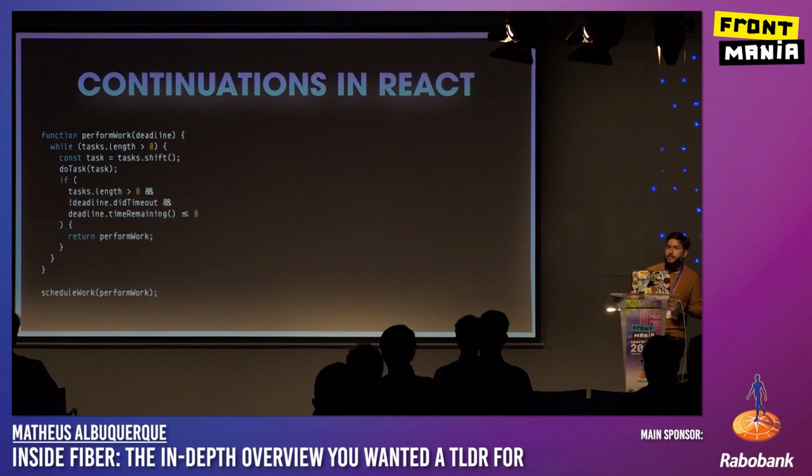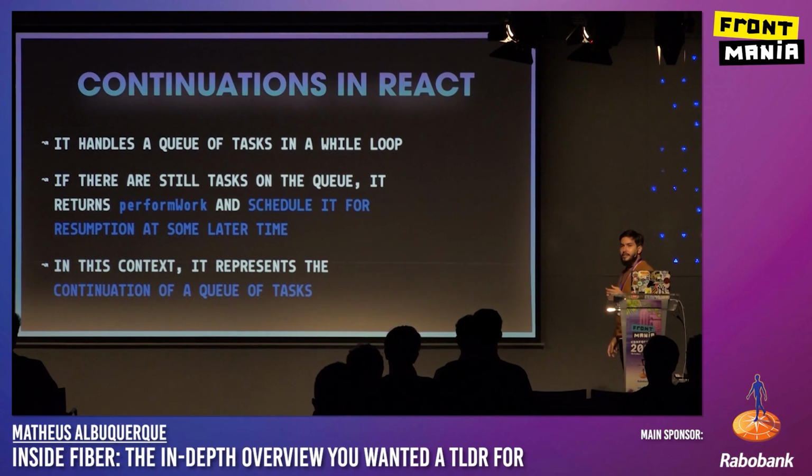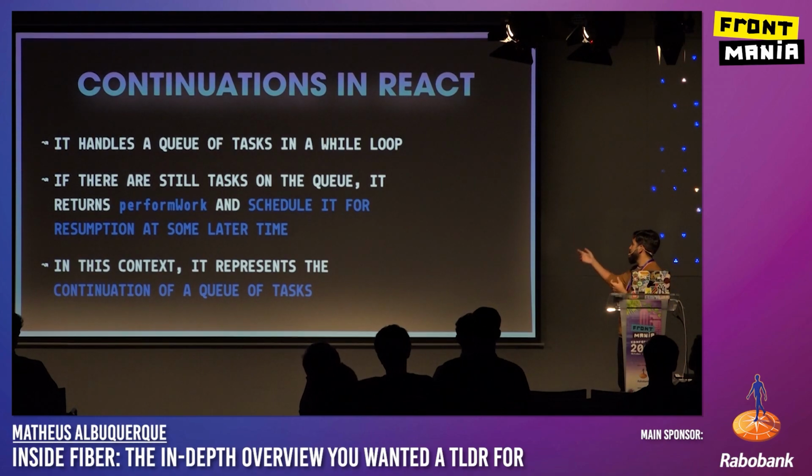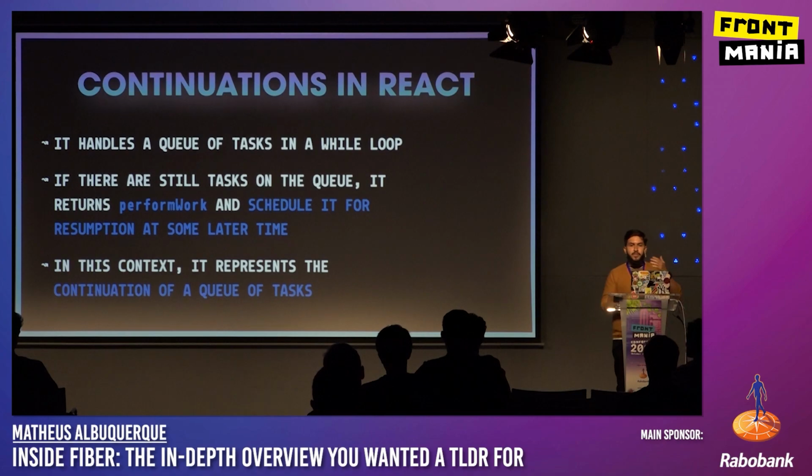What we're doing in this function is handling a queue of tasks, or of fibers in this case, to be processed. If there are still tasks in this queue, it's going to continue with the performWork function, and then it's going to be scheduled for later. So in this context, we can say, for example, that this performWork function was heavily inspired by the idea of continuation, even though it wasn't implemented using continuations.